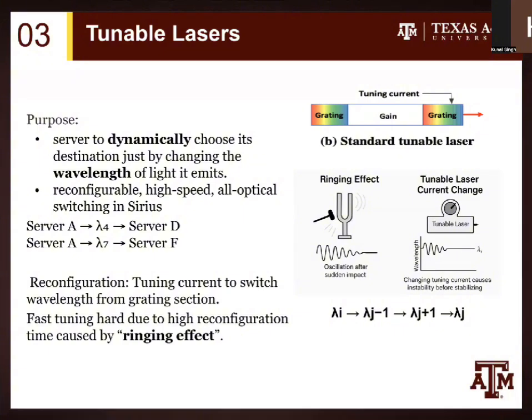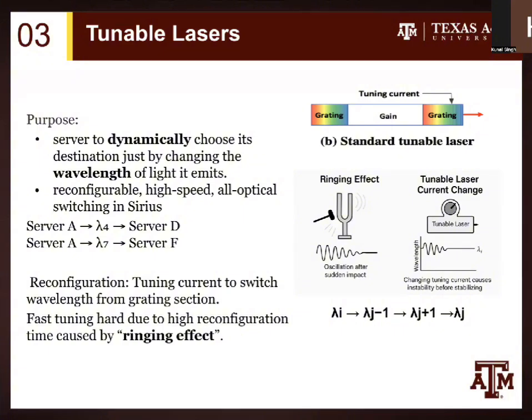This helps the input server to dynamically choose its output server just by shifting its wavelength. For example, server A can communicate to server D through wavelength lambda 4, and the wavelength can then be tuned to lambda 7 to communicate to server F. This reconfiguration of wavelength to change the output server is achieved using the tuning current in the laser.